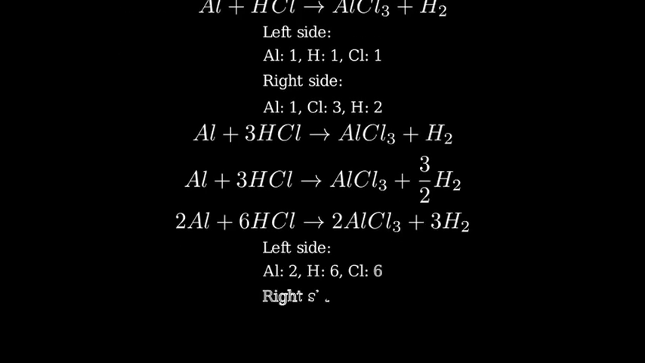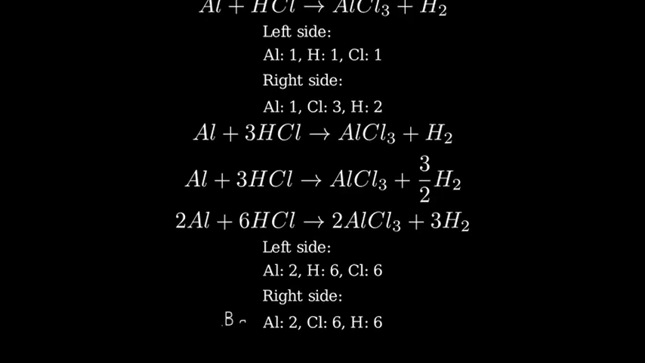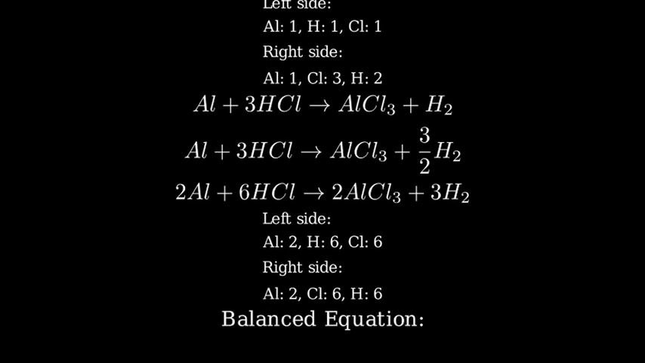Let's do a final count to make sure everything is balanced. Great! We've successfully balanced our chemical equation. Remember, the key to balancing equations is to ensure that the number of atoms for each element is the same on both sides of the arrow.